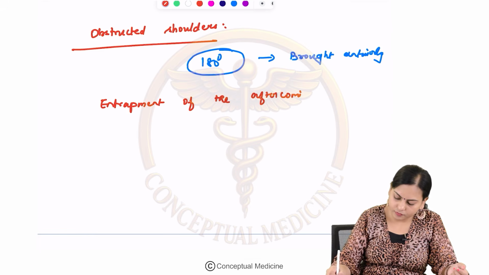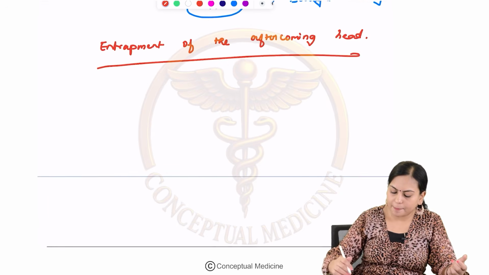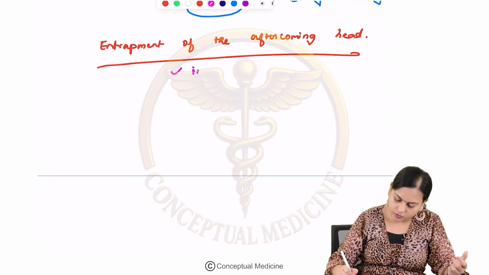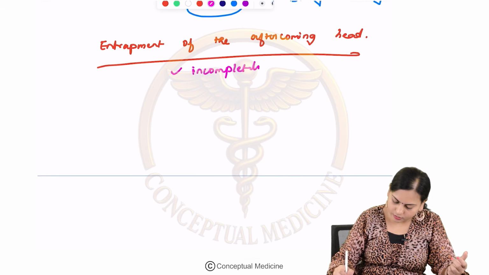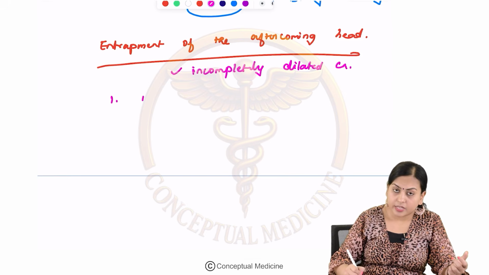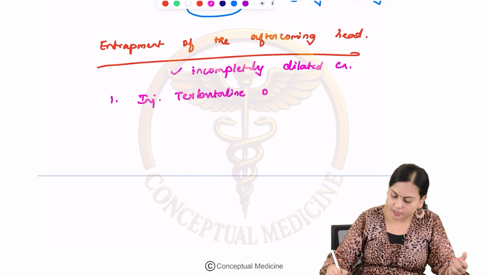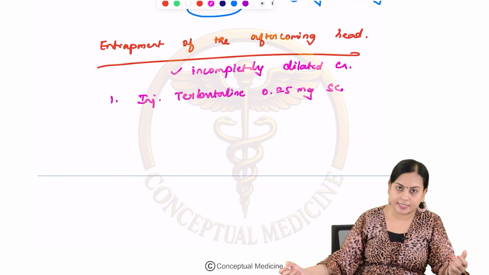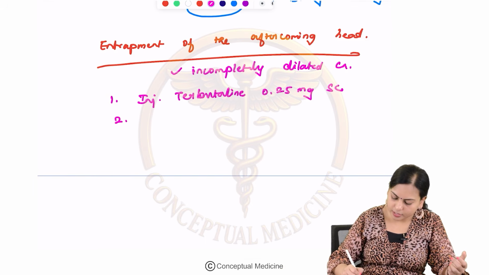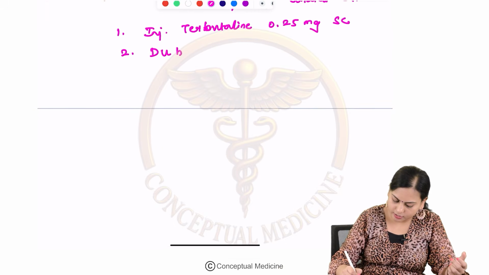Right. And the last complication is entrapment of the after-coming head. This can happen due to an incompletely dilated cervix. So you can try giving an injection of terbutaline, which will help in uterine relaxation. You can give terbutaline at a dose of 0.25 milligram subcutaneously. Or you can give incisions on the cervix, which are known as Duhrssen's incisions.